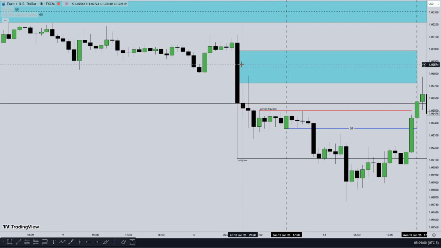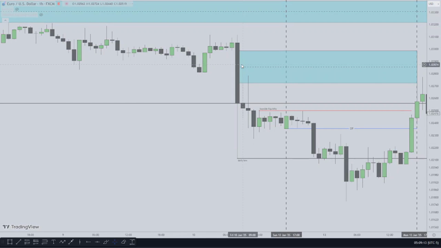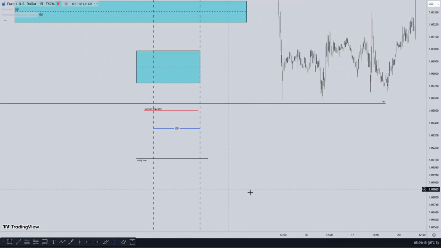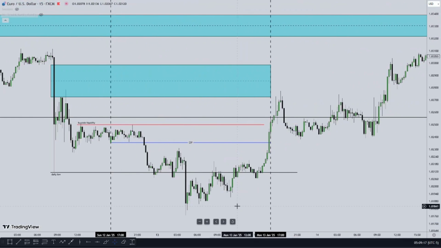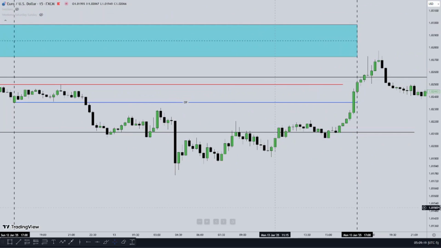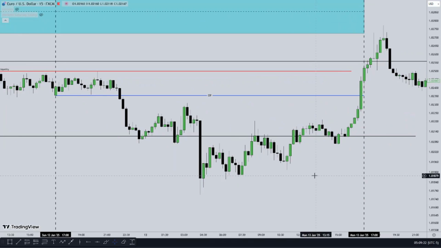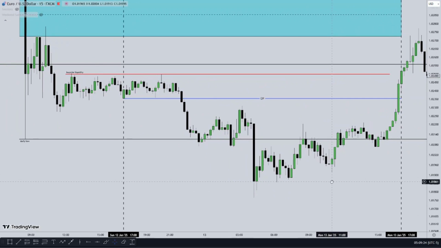Now let's go to the 15 minutes. The 15 minutes is actually the time frame you're waiting for your shift in market structure and a clear bias. Now in this 15 minutes, we're going to go through it carefully because I'm trying to point out some characteristics when it comes to a shift in market structure.